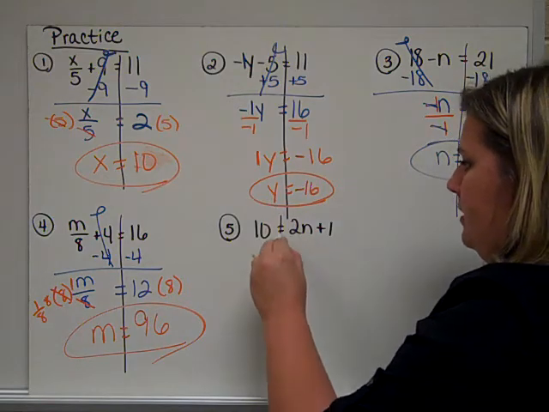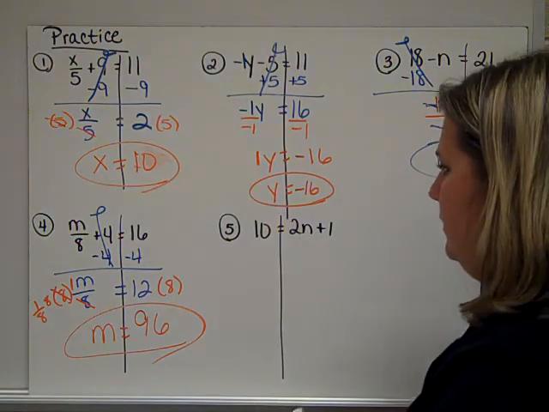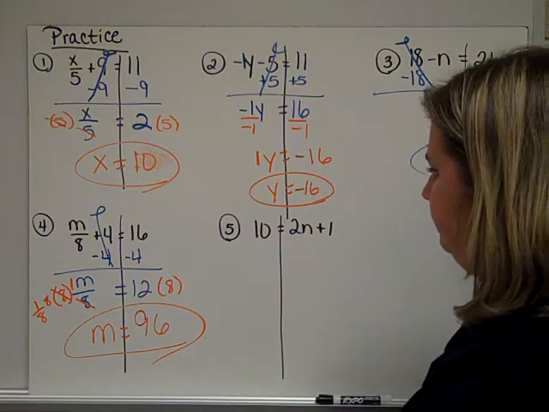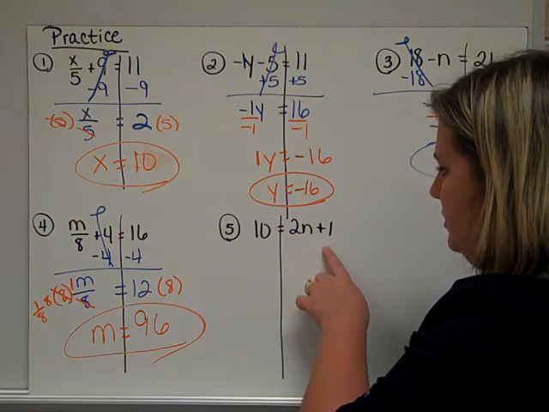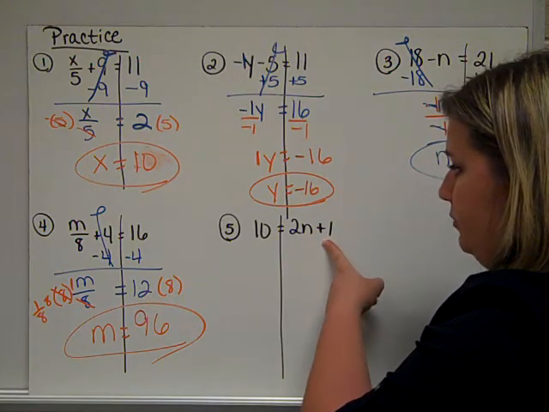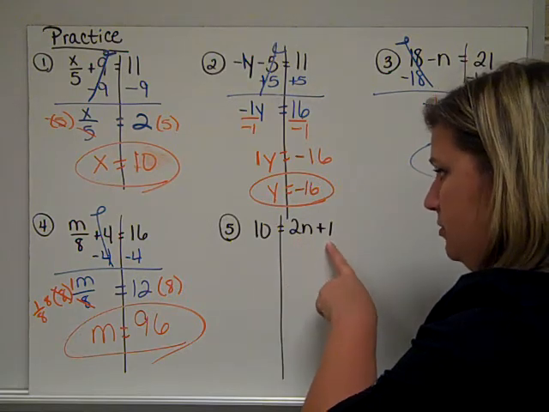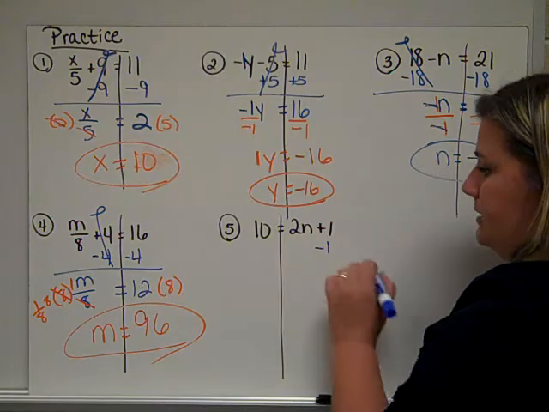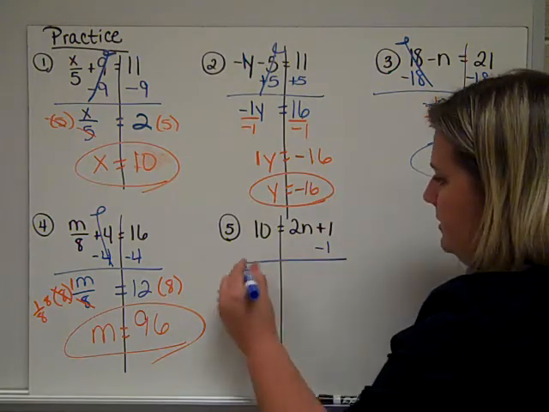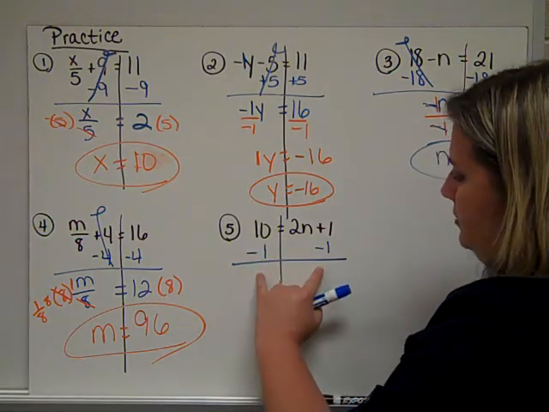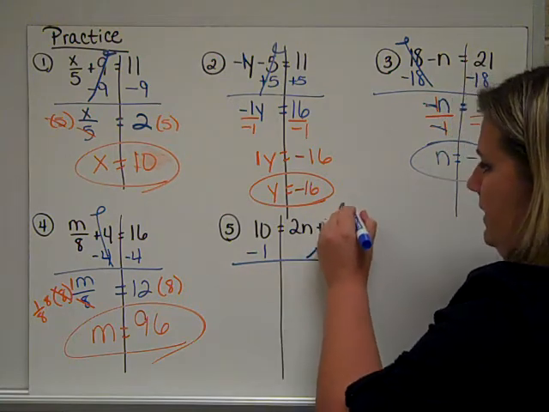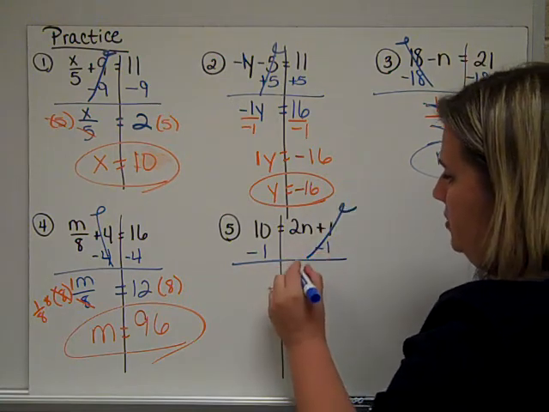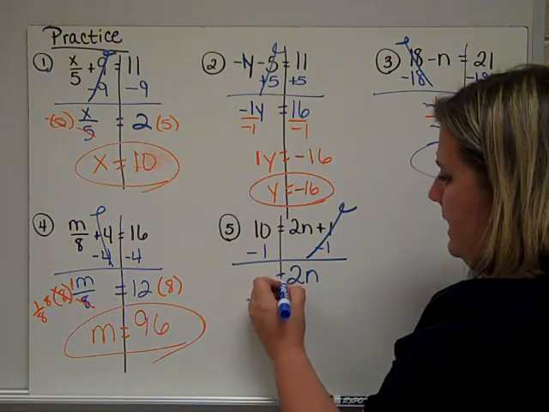Last example for practice. There's the river. 10 equals 2n plus 1. Notice that a positive 1 here. This is the term of the variable. So the constant that's sitting here is a positive 1. So the additive inverse of that, I need to subtract. So negative 1 is on both sides of the river. That adds up to 0. This term, 2n, goes down.